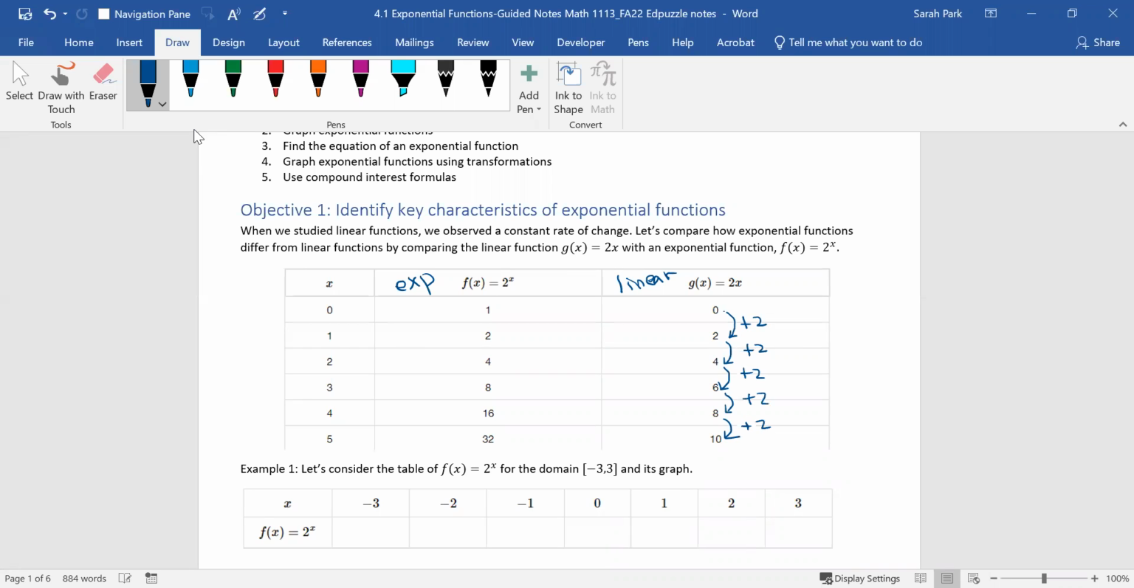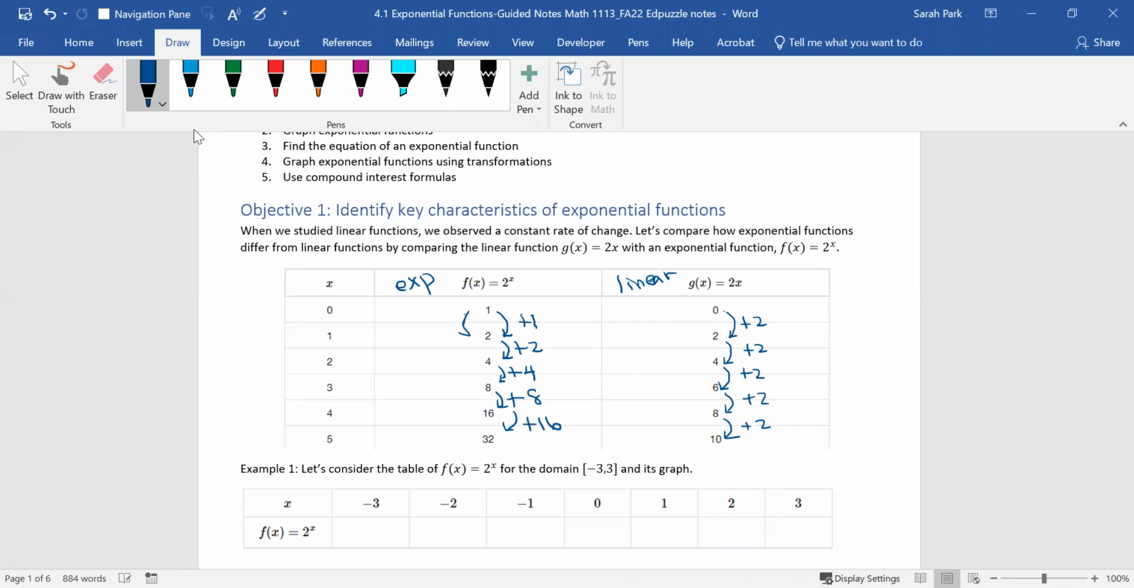Now with exponential functions, if we look at it, it does change, and it is also increasing. But how is it increasing? Well, from 1 to 2, we had an increase of 1. From 2 to 4, looks like a change of 2. 4 to 8 looks like a change of 4. 8 to 16 is a change of 8. And then from 16 to 32, a change of 16. If you look at this, it seems to be growing, but it grows at a bigger rate each time.